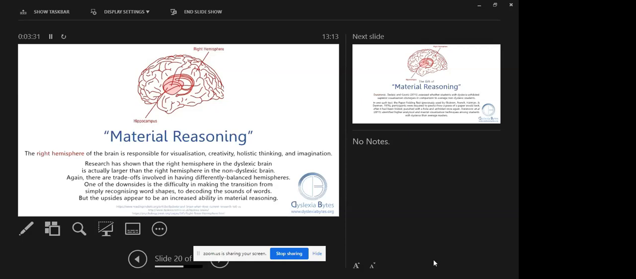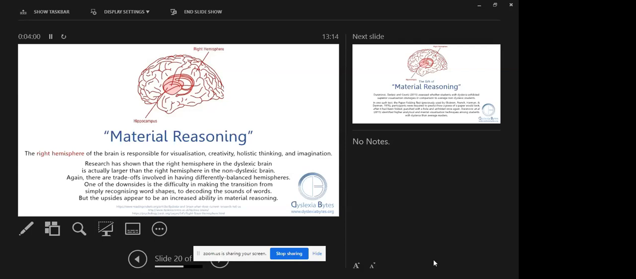The right hemisphere of the brain is, and I know this is a lot more complex, and I'm laying it out. There's a lot of complexity and interrelation, I know that. But the right hemisphere of the brain essentially is the motor room, the engine room for visualization, types of creativity, holistic thinking, and imagination. And research has shown that the right hemisphere of the dyslexic brain is actually larger than the right hemisphere of the non-dyslexic brain. And again, there are trade-offs involved in having differently balanced hemispheres. Have a look at something called the hemispheric balance theory of dyslexia.